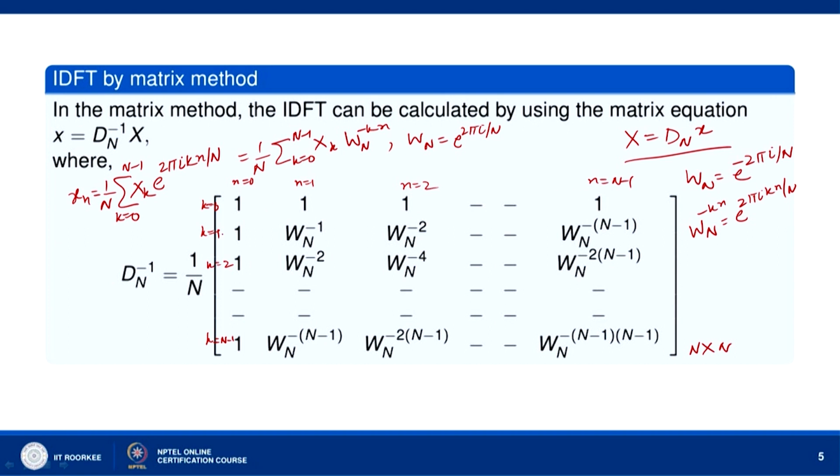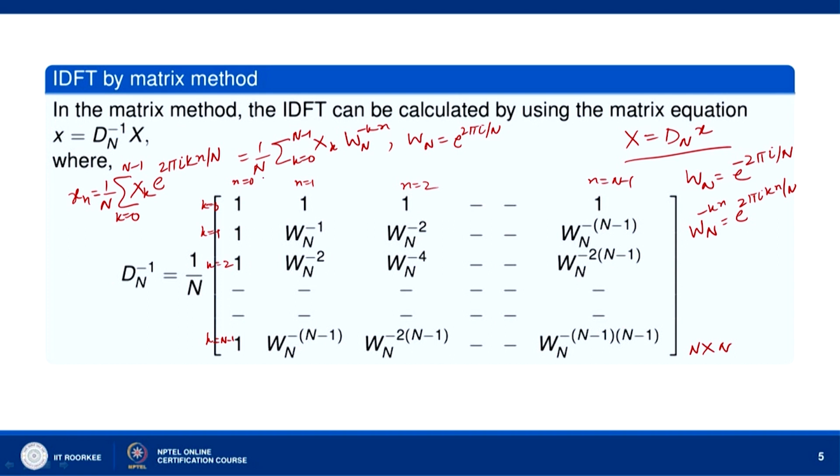And then when k is taking any value from 0 to N minus 1, but n is equal to 0, again W_N to the power 0 will be equal to 1. So, we get the first column also 1. This column will be when k equal to 1, n equal to 1. So, W_N to the power minus 1 into 1, that is W_N to the power minus 1. Then k equal to 1, n equal to 2, so W_N to the power minus 2, and so on. W_N to the power minus (N minus 1) when k equal to 1, n equal to N minus 1, and similarly we get the last row.